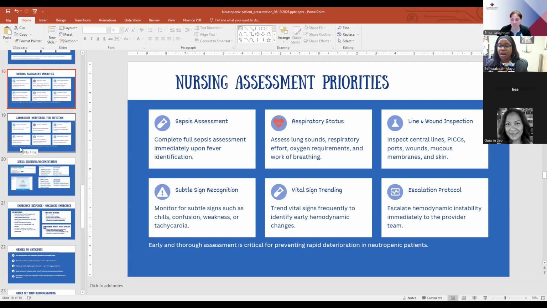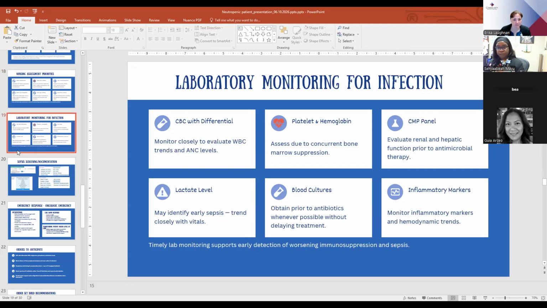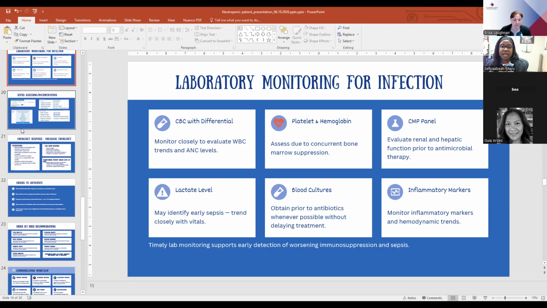And then our escalation protocol. We want to make sure that we are in real connection and conversation with the providers and with our charges for any type of escalation that may need to happen for these patients. Laboratory monitoring, again emphasizing what is essential for these patients: CBCs with differentials, platelets, our CMP, our lactate, our blood cultures, and inflammatory markers.